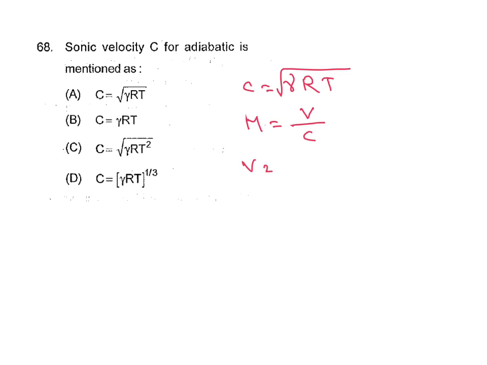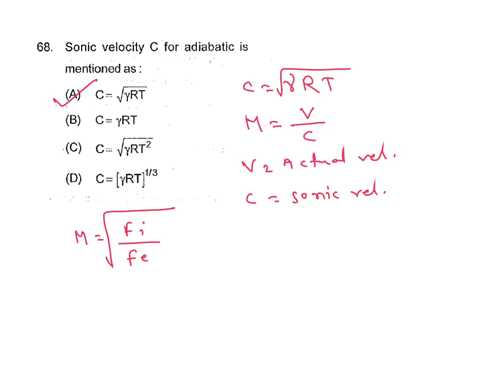V is actual velocity, C is sonic velocity. These two things you have to know. So here adiabatic C equal to root over gamma RT. One more thing is important here. Mach number is root over inertia force by elastic force. For important numbers I already made a separate video. You can check it from my playlist.